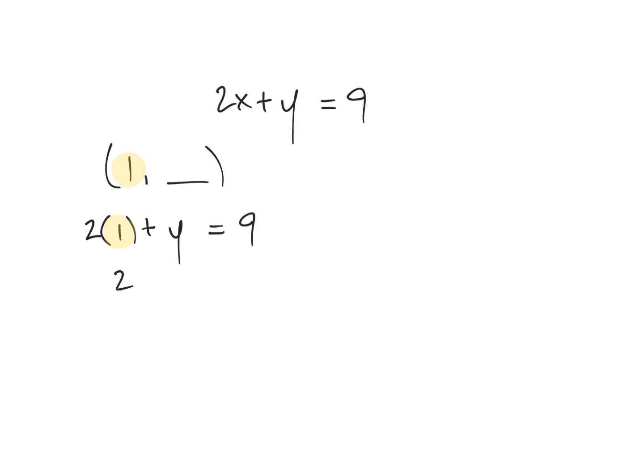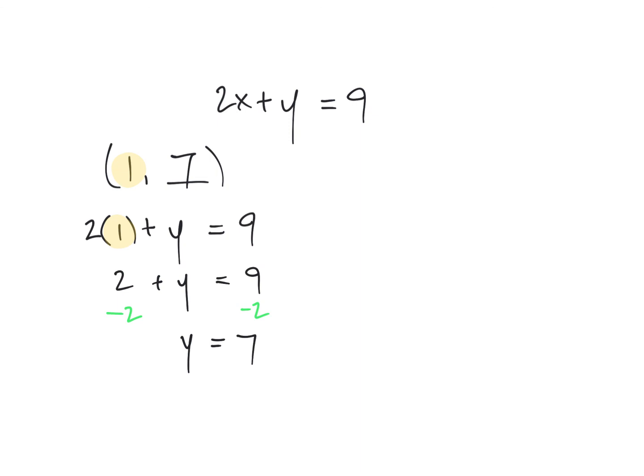So 2 times 1 is 2, and then to solve for y, we want to get y alone on the left side of the equation. Since we're adding 2 to y, we do the opposite. We subtract 2 from y. Of course, we do it to both sides of the equation, leaving us with y equals 7. So when x is 1, y equals 7.